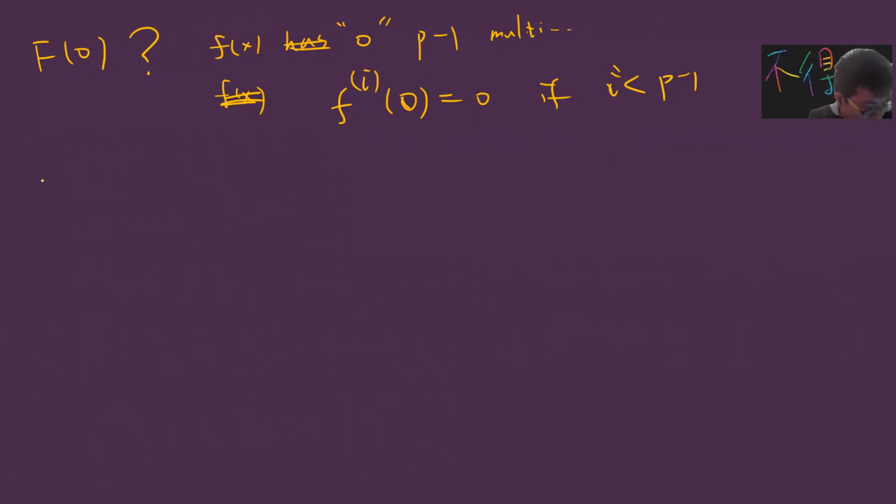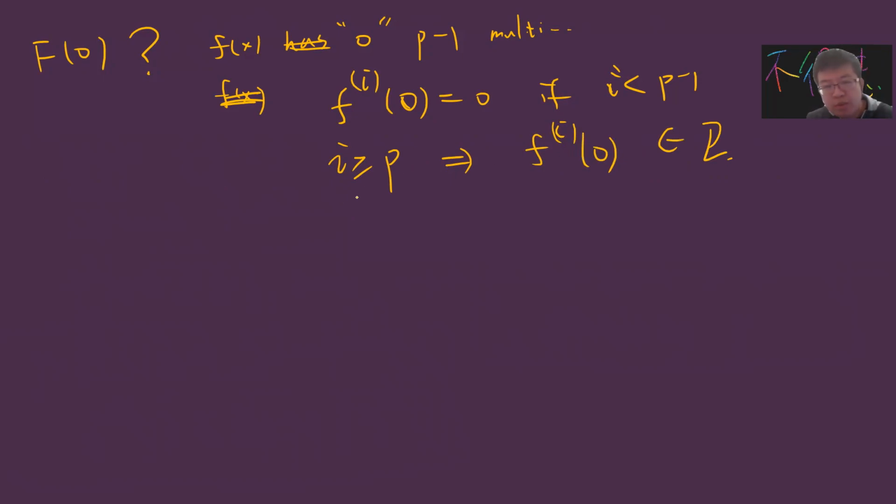Okay. So the same thing happened, right? For i greater or equal to p, f_i of 0 is still an integer. And the multiplicity is the same thing, right? Because we proved that if i is greater or equal to p, f_i of x is a polynomial where each coefficient is multiplied by p. So this is divisible by p, right?